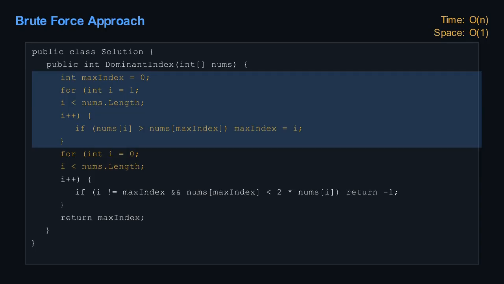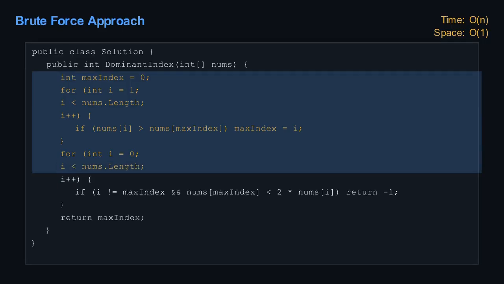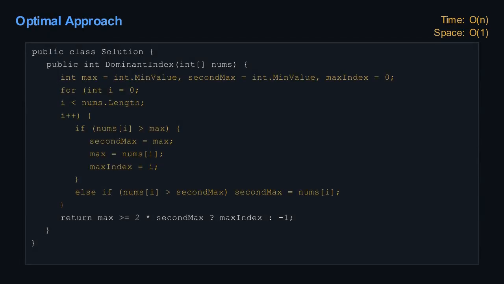This approach works, but it's slow because we're repeating a lot of work. We're comparing each number with all other numbers, which results in a lot of repeated comparisons. The time complexity of this approach is big O of n because we're iterating through the list of numbers once, and the space complexity is big O of 1 constant time because we're not using any extra space that scales with the input size.